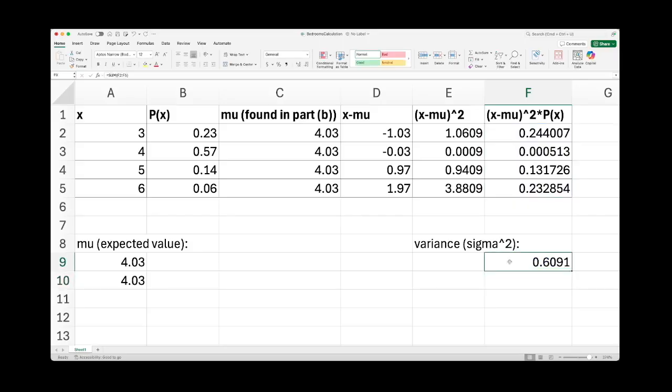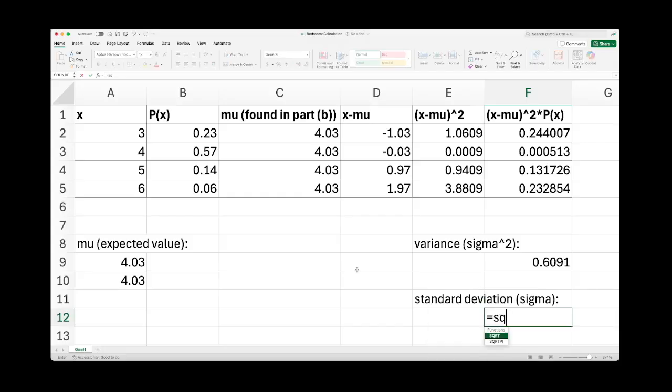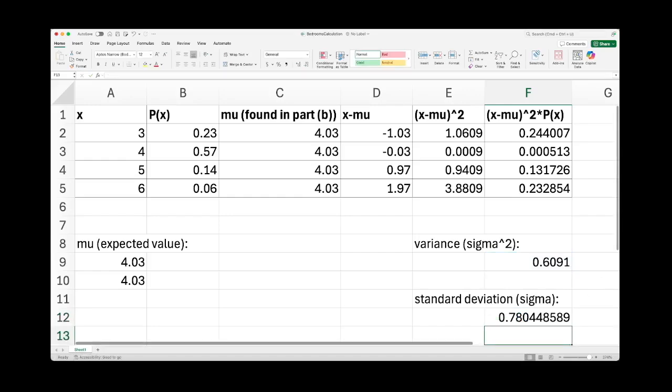So there's my variance. Now I want the standard deviation, which is sigma. And so once I have the variance, to find the standard deviation, I want to take the square root of the variance. So I would do SQRT of the variance. And that gives me the standard deviation. So this gives me some sense of how spread out my values are.